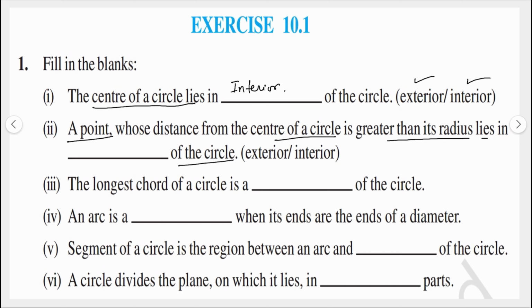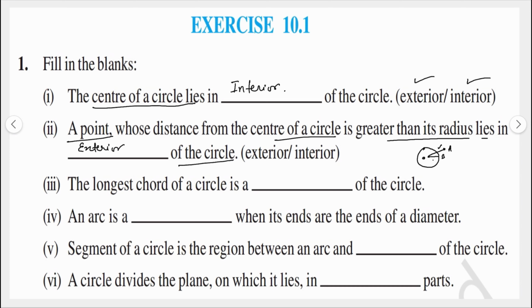That means if the distance is more than the radius, then the point must be lying outside the circle. If you have a circle like this, the distance of the radius is this one. If you have any point whose distance from the center is more than the radius, that will certainly be lying outside the circle. Now you can see that this distance OA is more than the distance OB. OA is bigger than OB. Therefore, this point A must always lie in the exterior of the circle. So the answer here will be exterior.